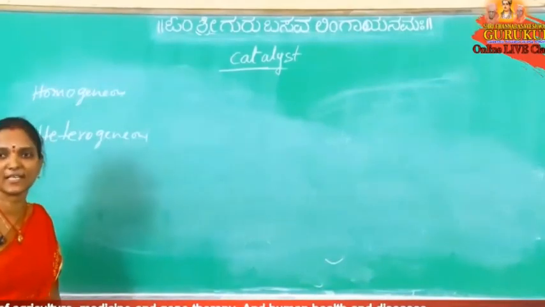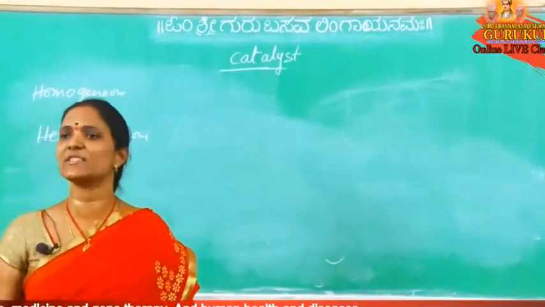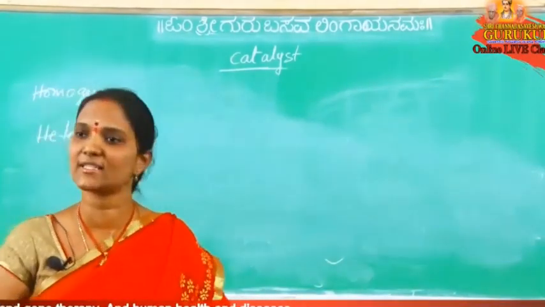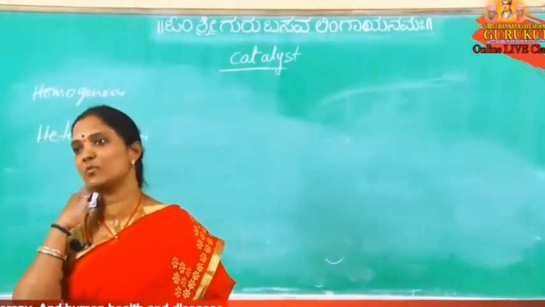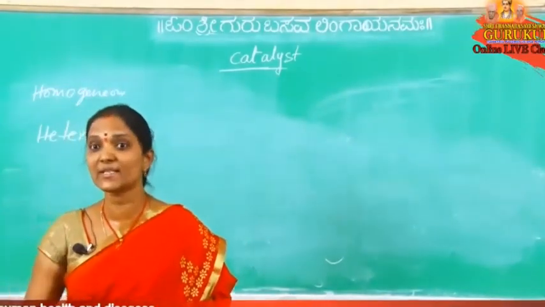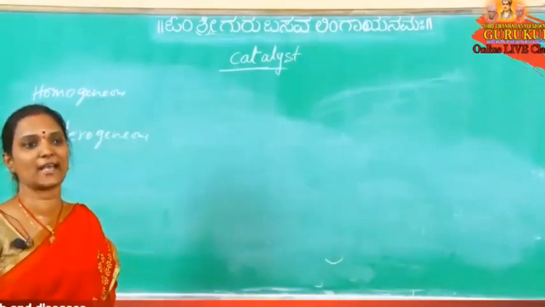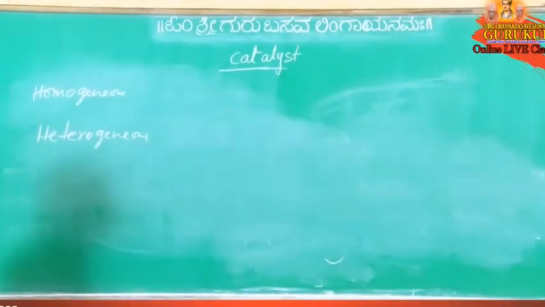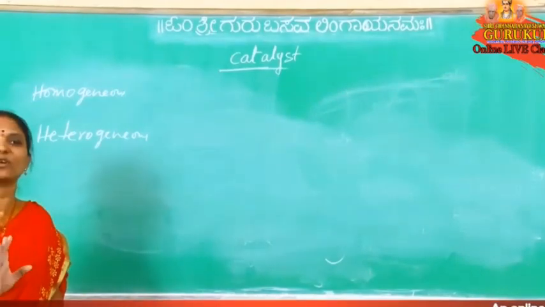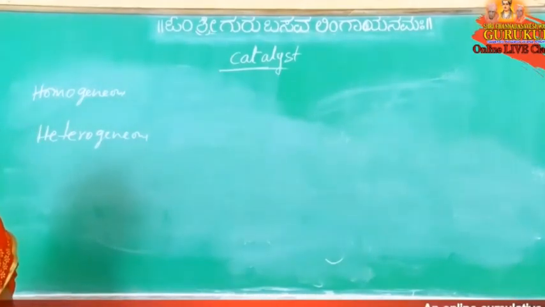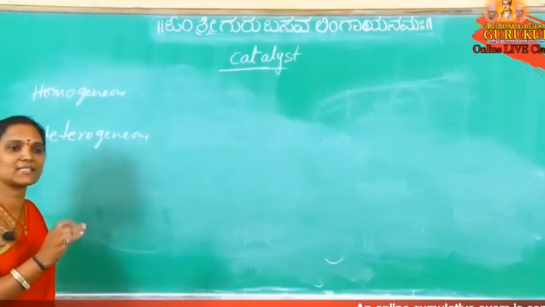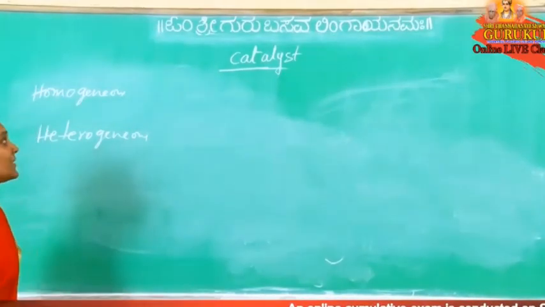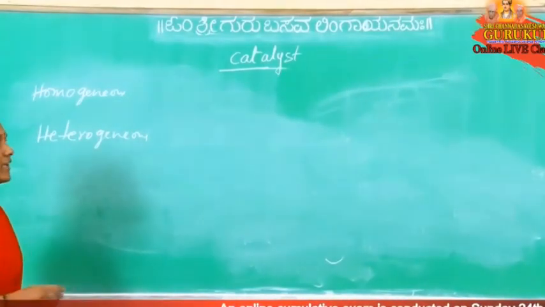So general homogeneous reaction means the physical states of reactants and products are similar. Those reactions are called homogeneous reactions. Now a homogeneous catalytic reaction means the physical state of reactants and catalysts are similar, not the products. No need to see the product physical state. Just the physical states of reactants and catalysts are similar. Then that reaction is called homogeneous catalytic reaction.